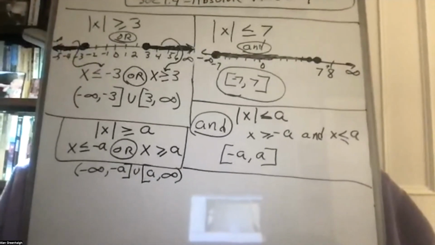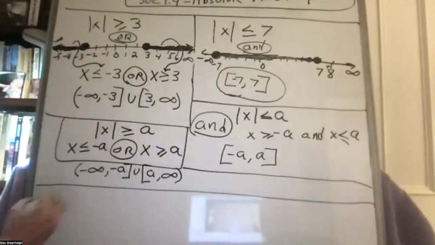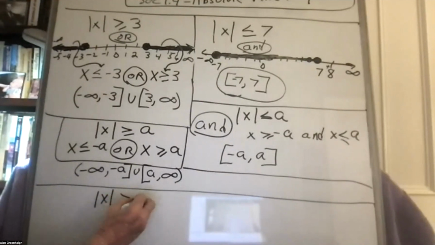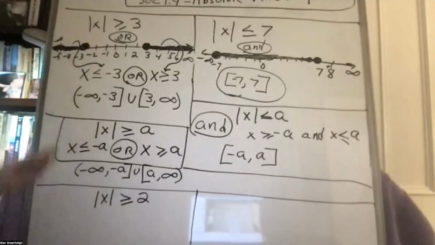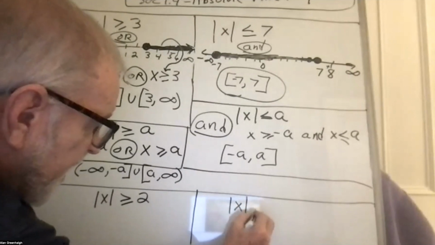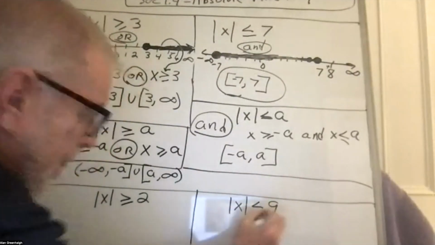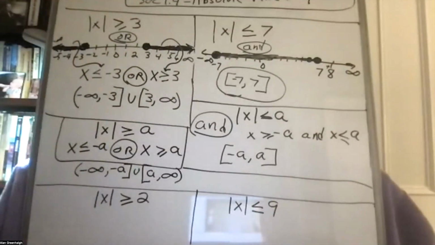Let's take one of each as an example. For example, the absolute value of x is greater than or equal to 2. Graph that with the interval notation, and also this one: the absolute value of x is less than or equal to 9. Okay, so exactly what we did here, do for these two examples on your own.